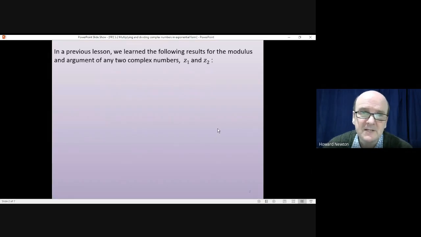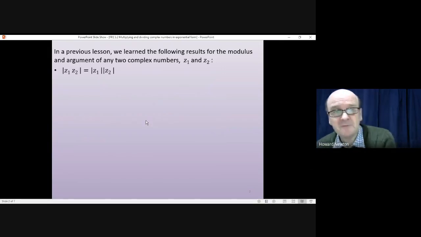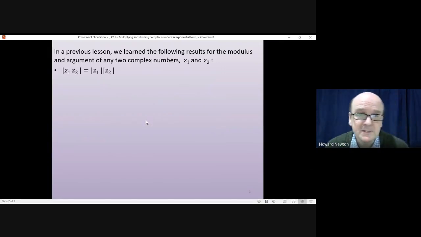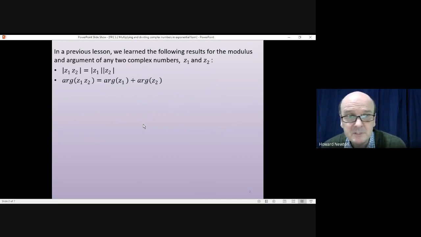Now, in a previous lesson, we learned the following results for the modulus and argument of any two complex numbers, z1 and z2. First of all, the modulus of two complex numbers multiplied together is the same as the modulus of the first times the modulus of the second. The argument of two complex numbers multiplied together is the same as the argument of the first plus the argument of the second.